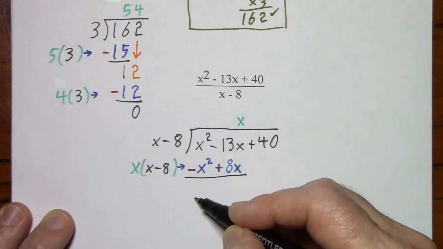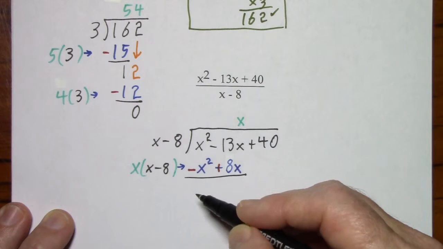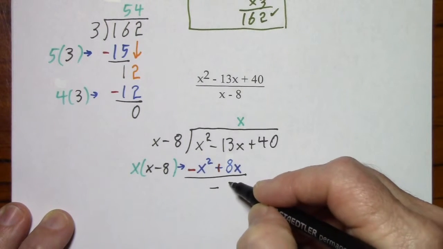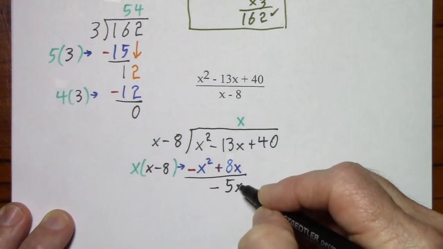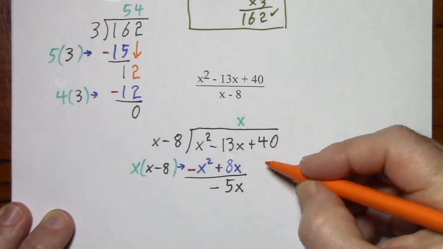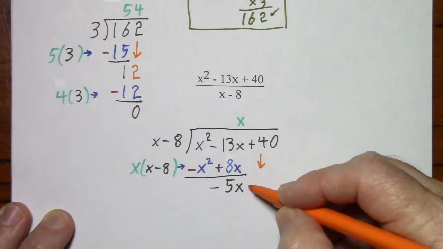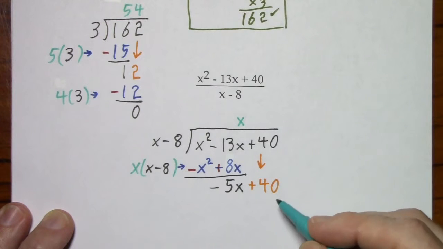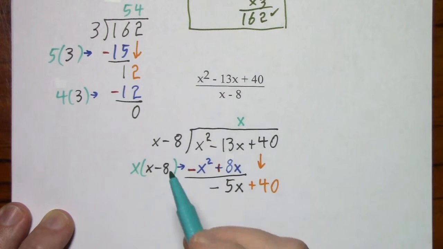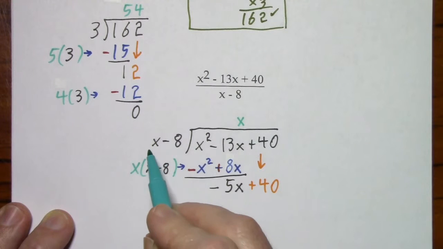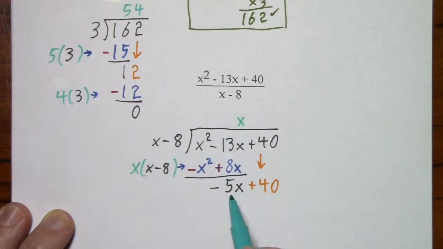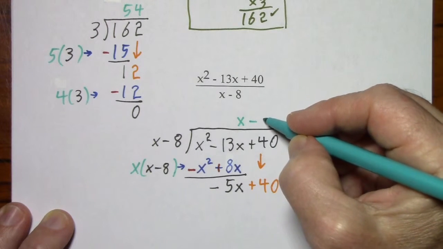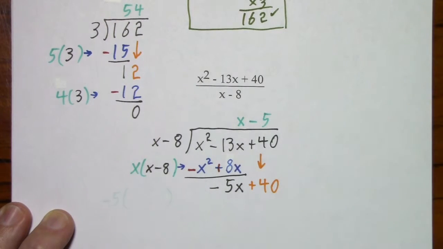X squared minus x squared is a 0. You don't have to write it. Over here, signs are different. You subtract, keep the sign of the larger. And just like up here, you bring down your next term. Now you repeat the process, focusing on just the first term: how many times does x go into a negative 5x? Negative 5 times.